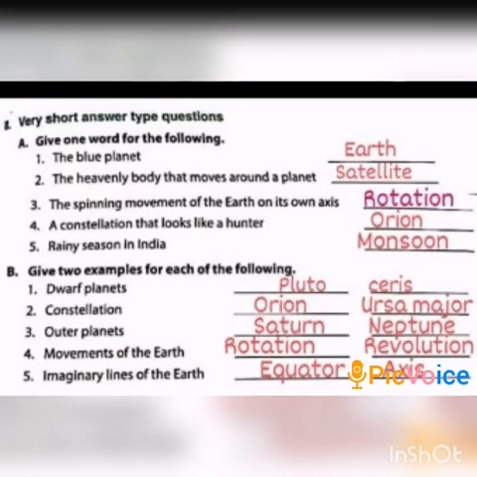Third one, outer planets. Example, Saturn, Neptune. Fourth one, movements of the earth: rotation and revolution. Then fifth one, imaginary lines of the earth: equator, axis.